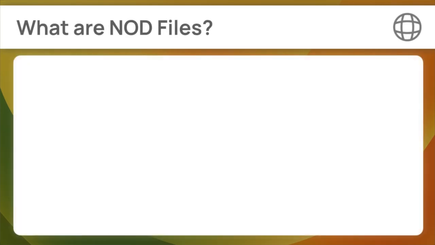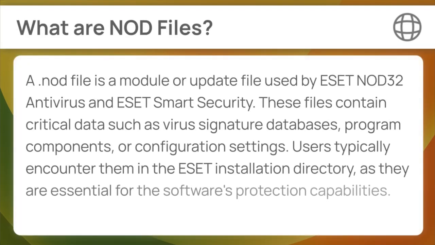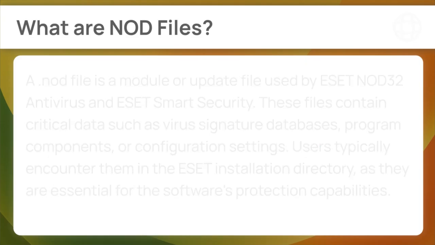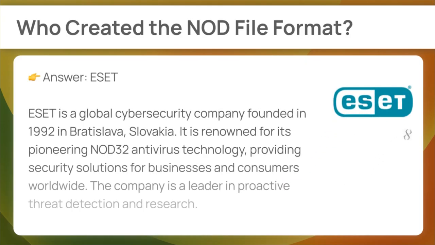A NOD file is a module or update file used by ESET NOD32 Antivirus and ESET Smart Security. These files contain critical data such as virus signature databases, program components, or configuration settings. Users typically encounter them in the ESET installation directory, as they are essential for the software's protection capabilities.